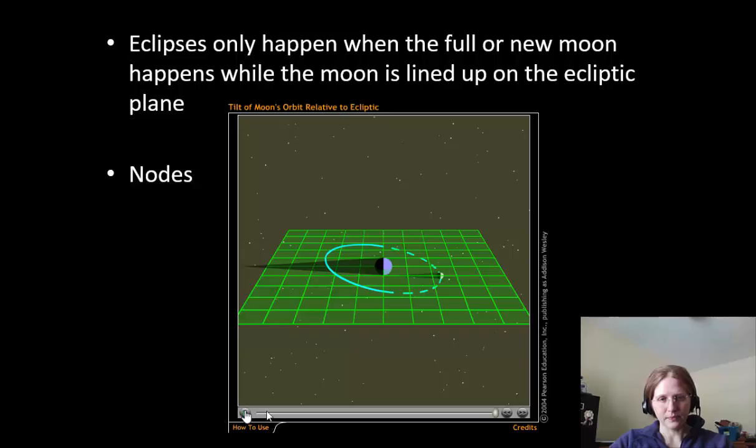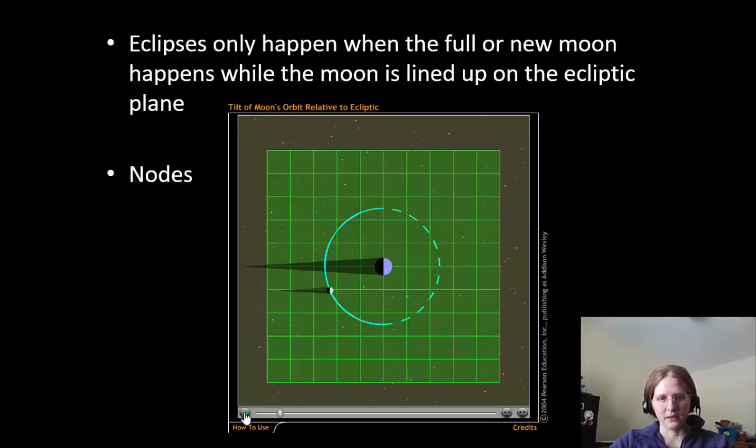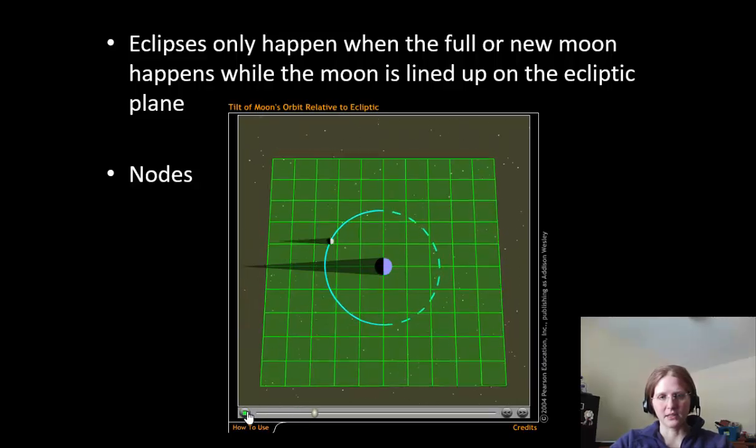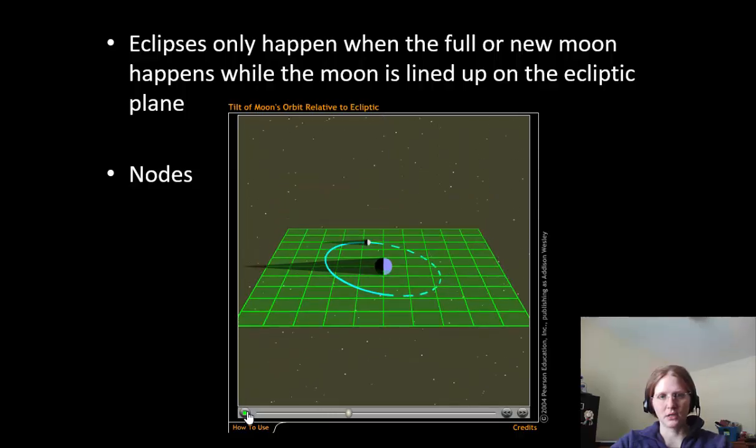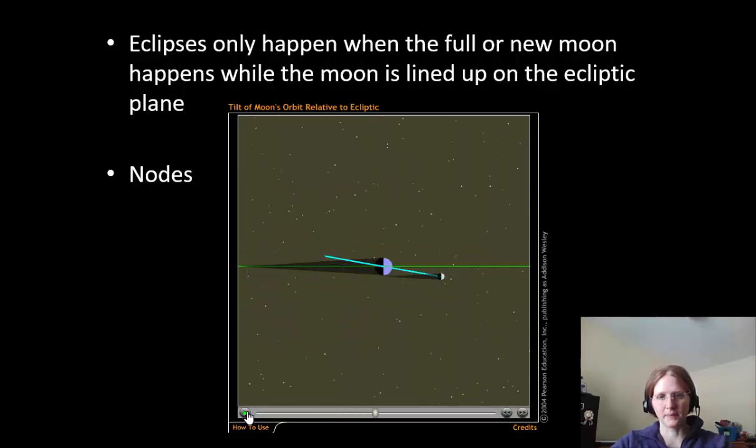So let me pan this one more time and pause it right here. Okay. So right here you have new moon. The new moon is as close to the sun as it will get, but it's a little bit below the ecliptic plane, so the shadow would actually miss the Earth. So you end up having a regular new moon, but not an eclipse.